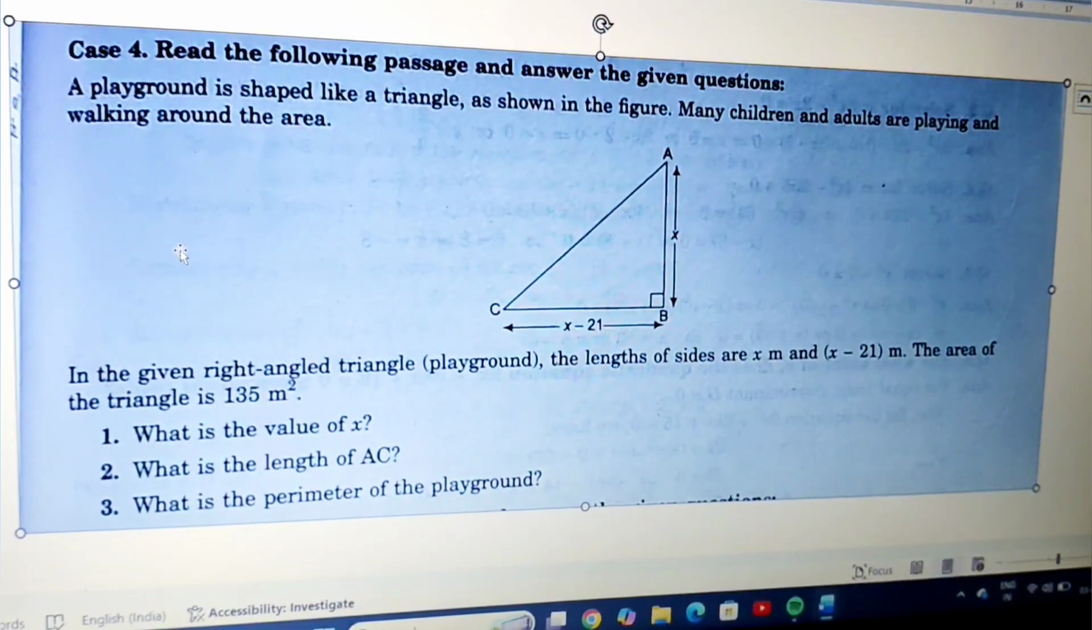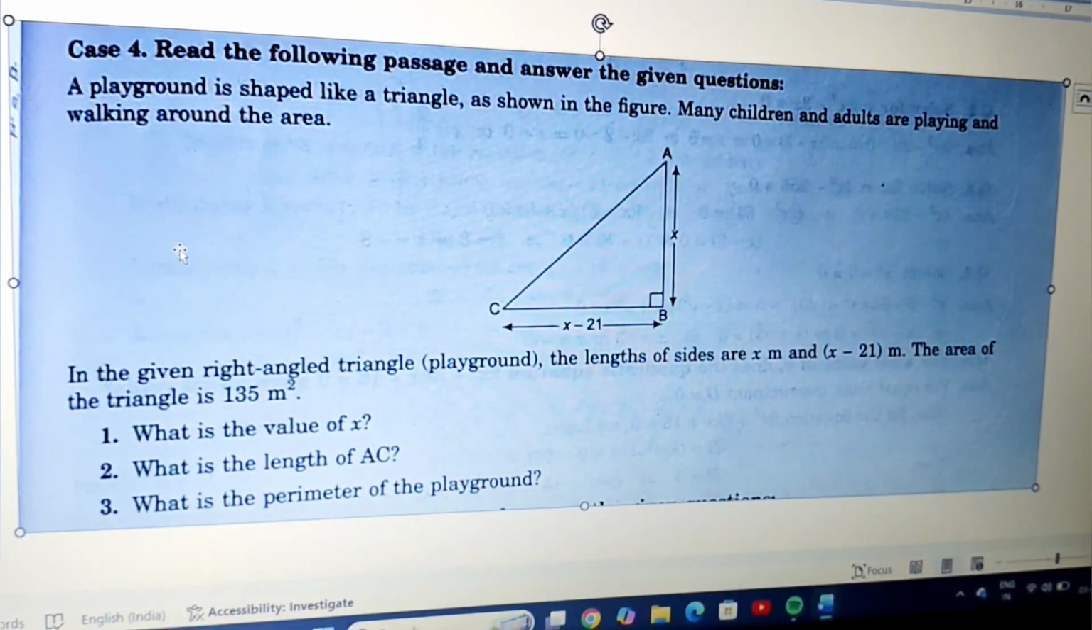Hello, ladies and gentlemen. In today's video, we are going to solve a case study from the chapter Quadratic Equations for class 10th. This case study is very easy but very interesting. Let's study the question given.